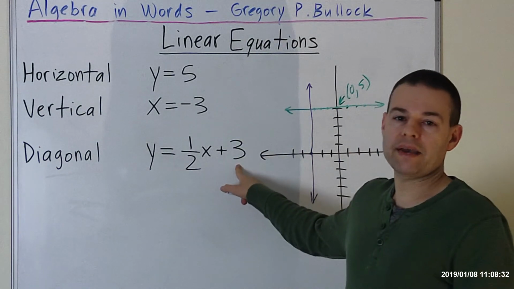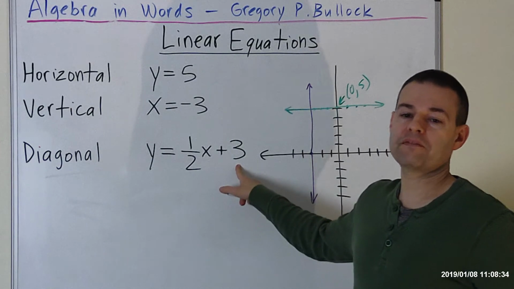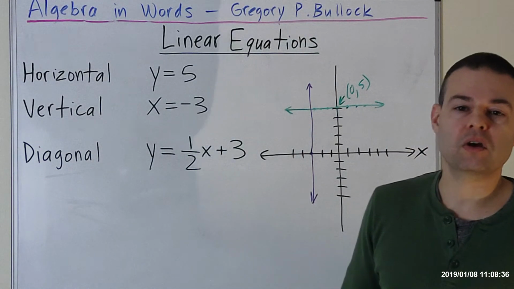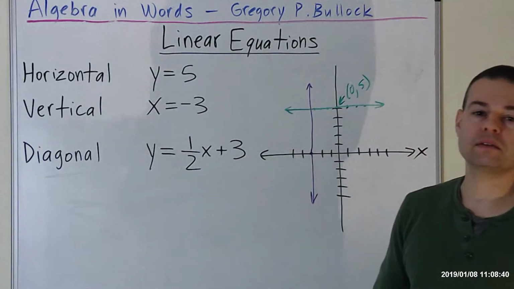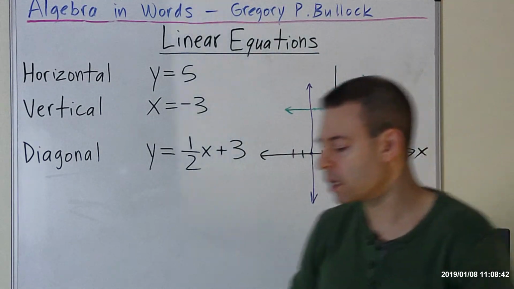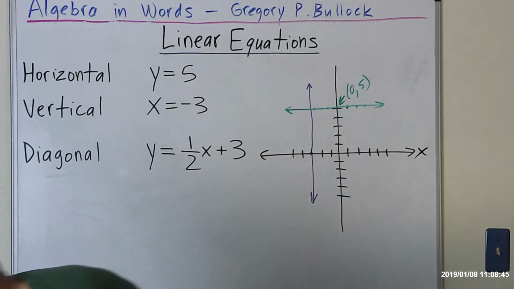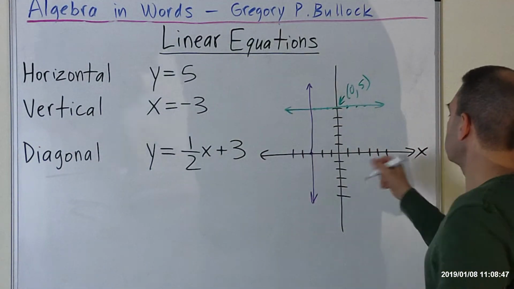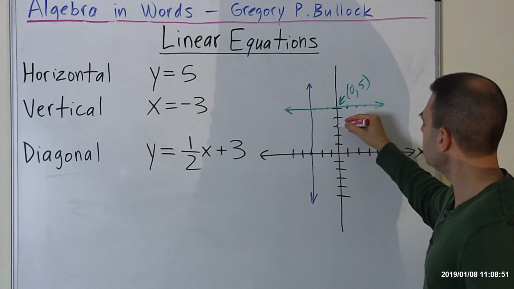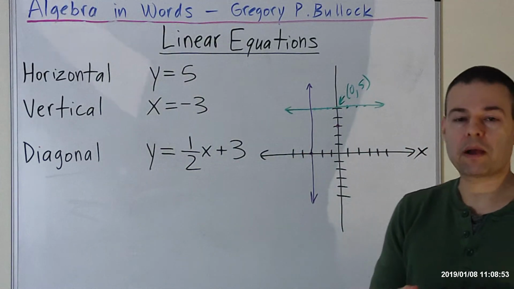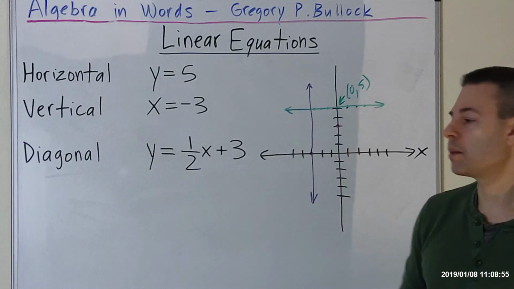The 3 is the y-intercept. It's the point on the graph where the line crosses the y-axis. So we're just going to start at the origin and find 3. Let me just get a different color marker. Start at the origin and count up 3. 1, 2, 3. Draw a point there. That represents the y-intercept. All right?